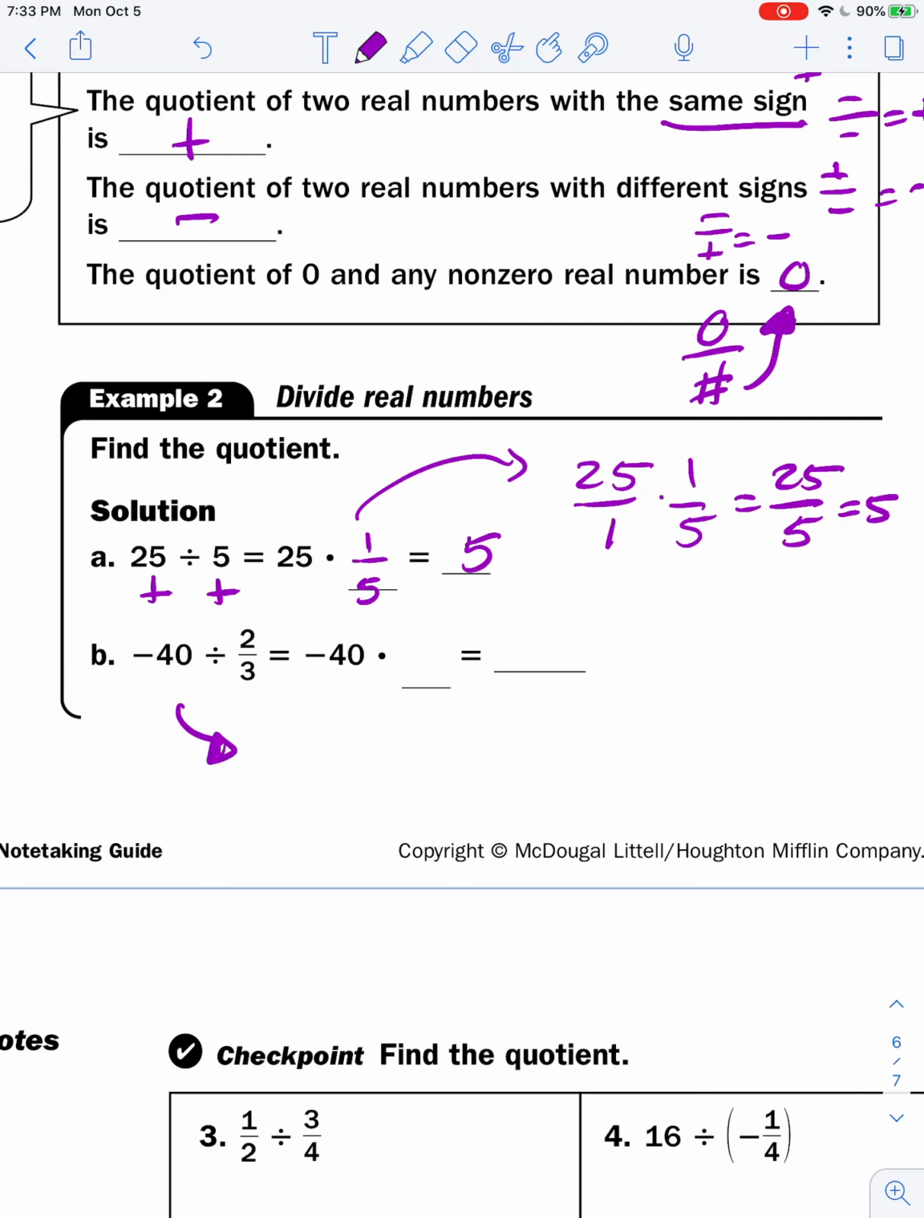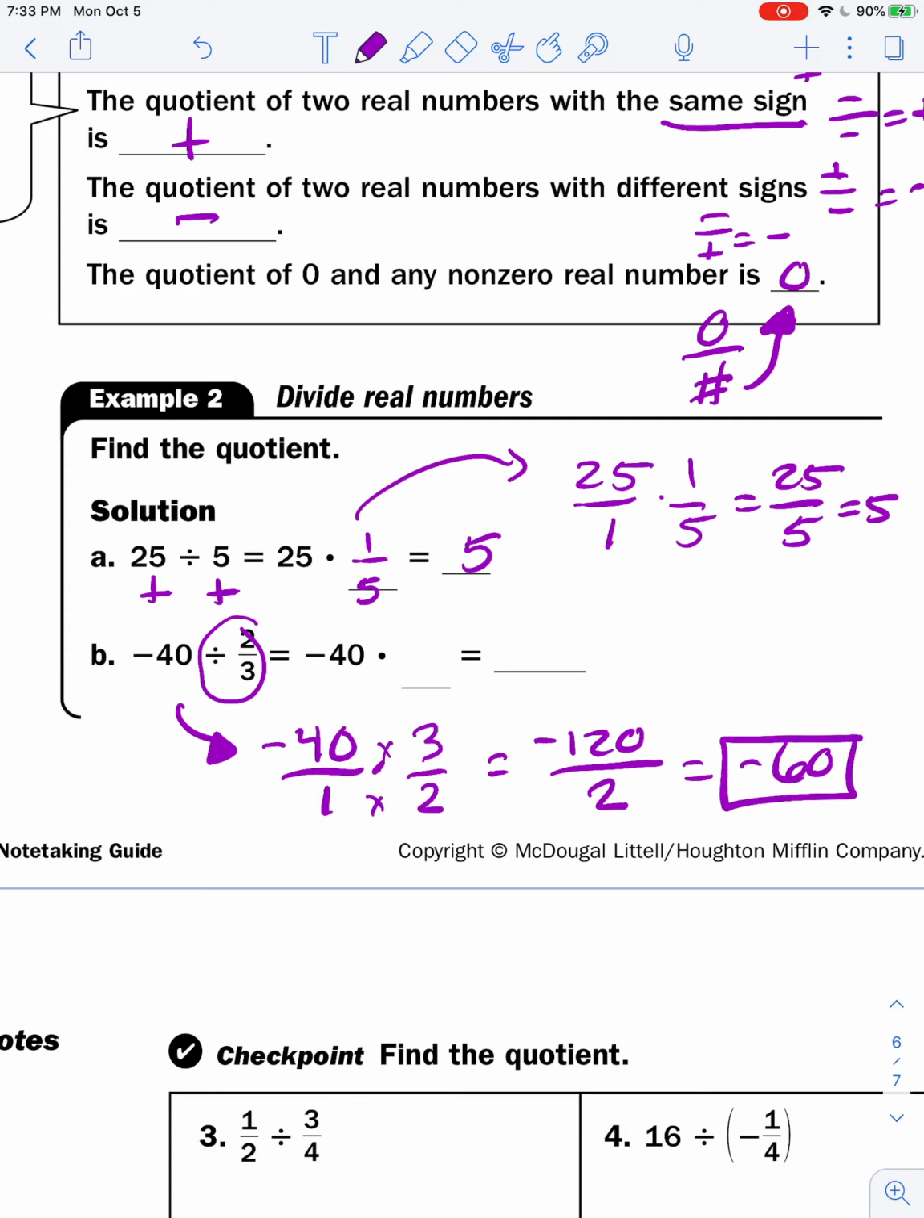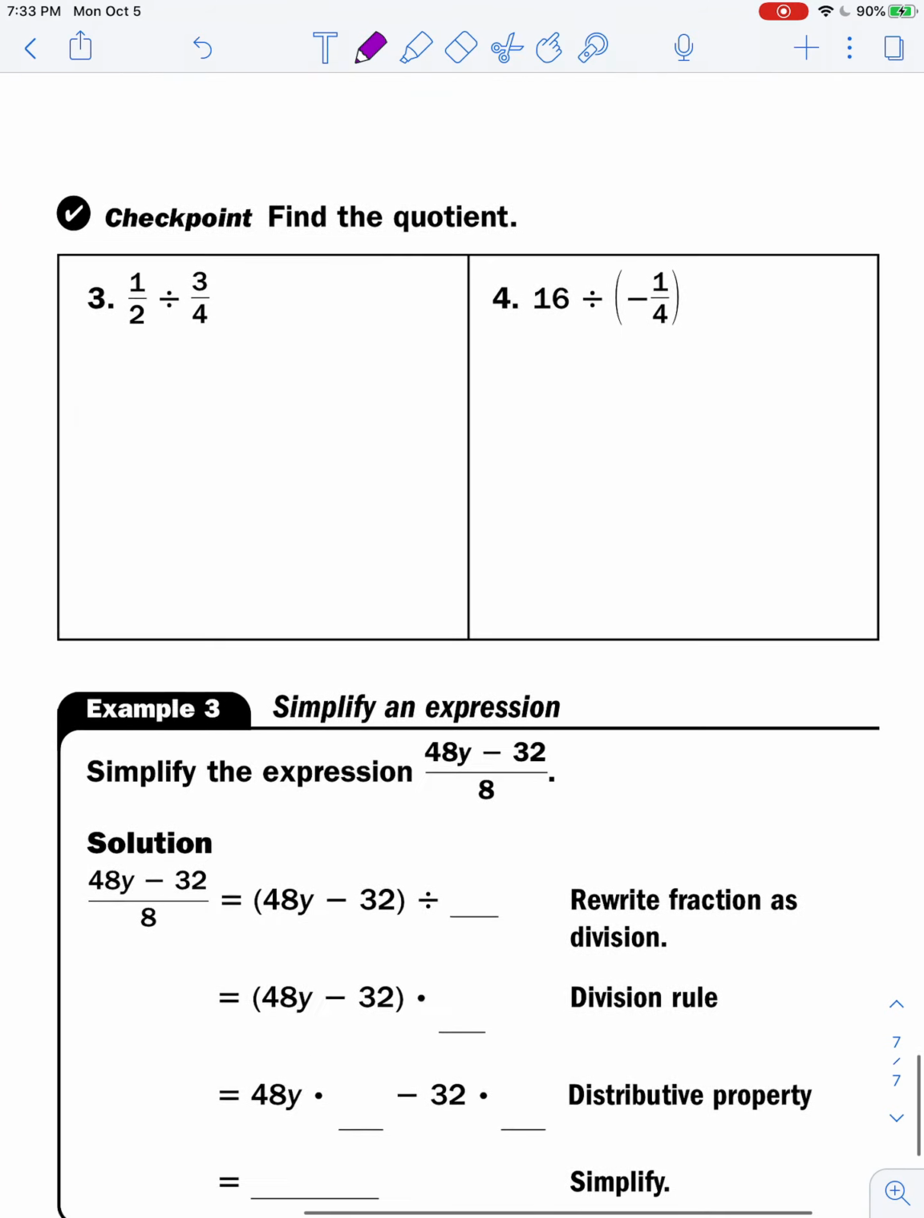Now this one's going to be trickier. You probably could have done 25 divided by 5 in your head, but when you get more complicated numbers, you want to have a way to do it. So I would think of this as negative 40 over 1, because it's not a fraction. And instead of dividing by 2/3, I'm going to multiply by the reciprocal, so 3 over 2. Then I can multiply the top numbers, and keep in mind one of them is negative and one is positive, so I get a negative 120. When I multiply the bottom numbers, I get a 2. And then negative 120 divided by 2 lands me at negative 60.